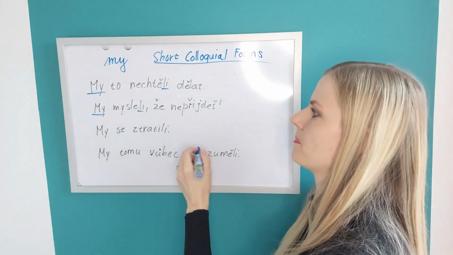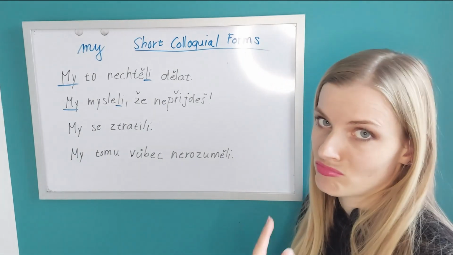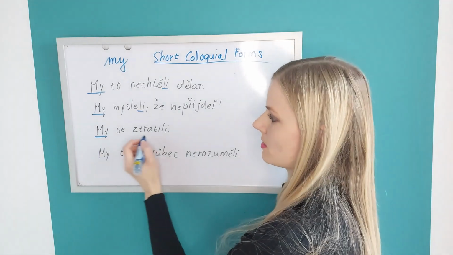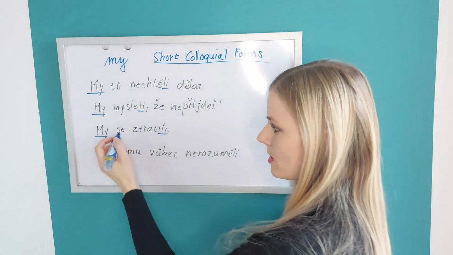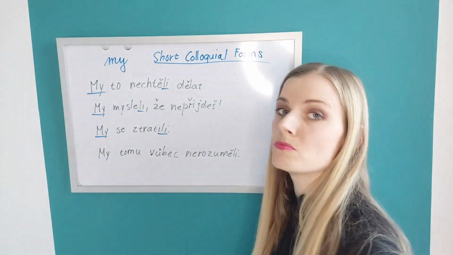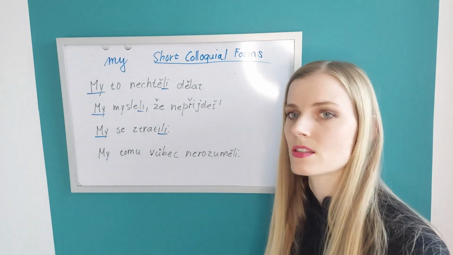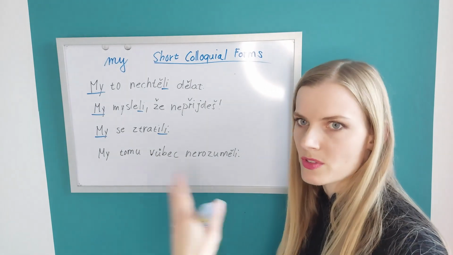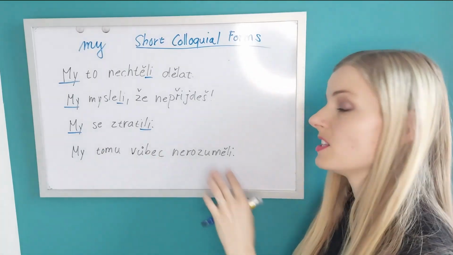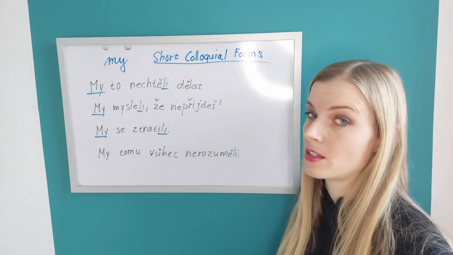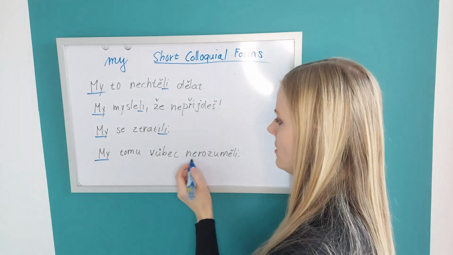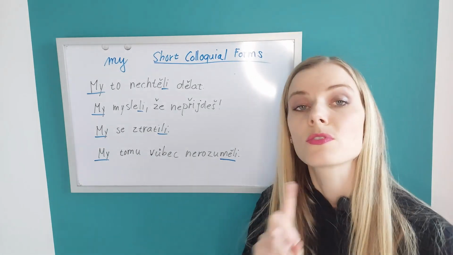My se ztratili. We got lost. You can see that this also includes the reflexive verbs with si and se, just like in the case of já. My tomu vůbec nerozuměli. We didn't understand it at all. Let's do the same exercise.